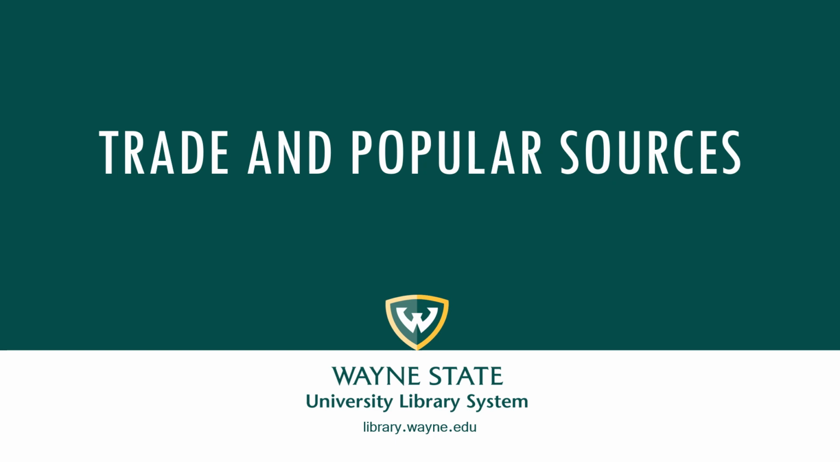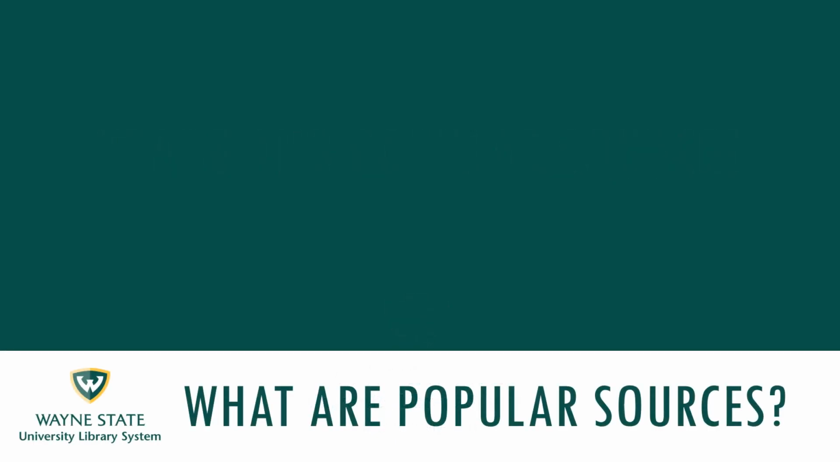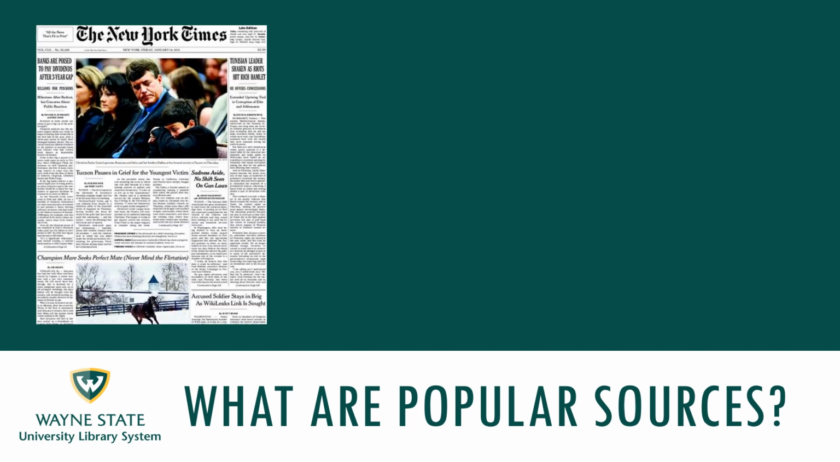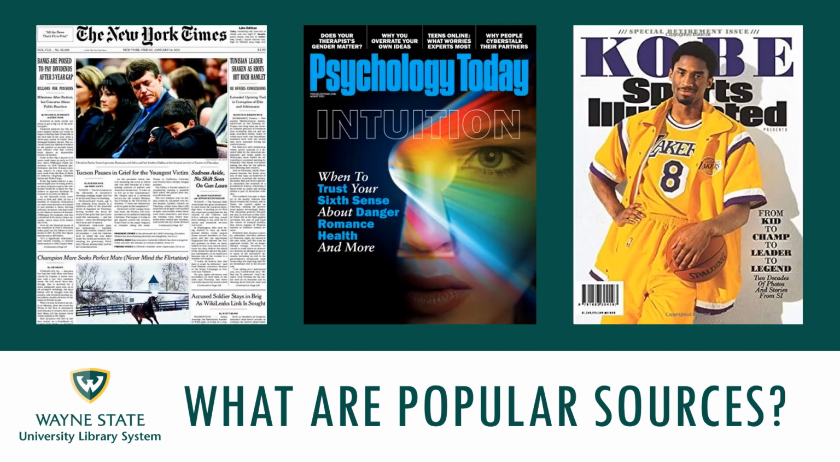This brief video will teach you how to find trade and popular sources for your research projects. Though you may not be used to the term popular sources, you are likely already familiar with this kind of content. Popular sources include magazine and newspaper articles like those you may have read in the New York Times, Psychology Today, or Sports Illustrated. Popular sources are not peer-reviewed.